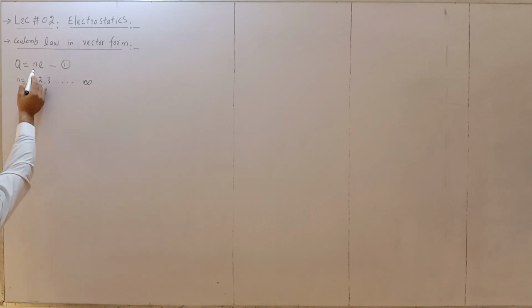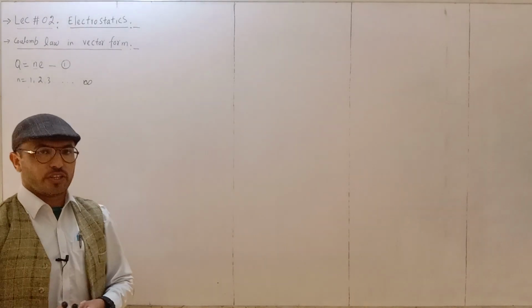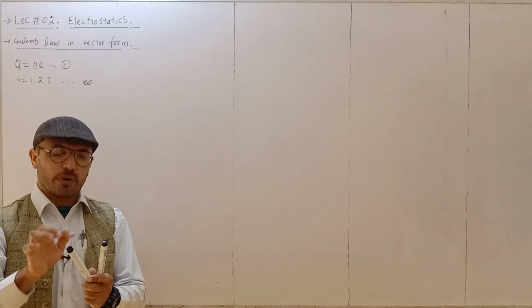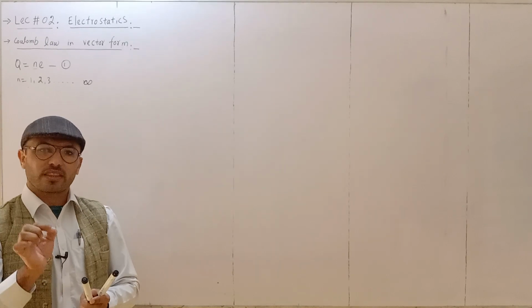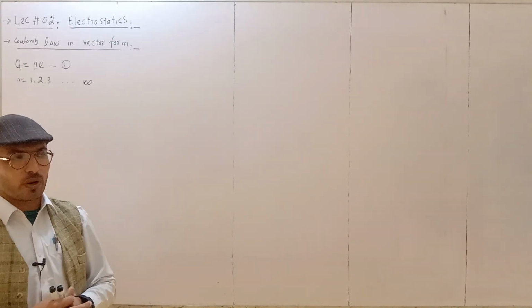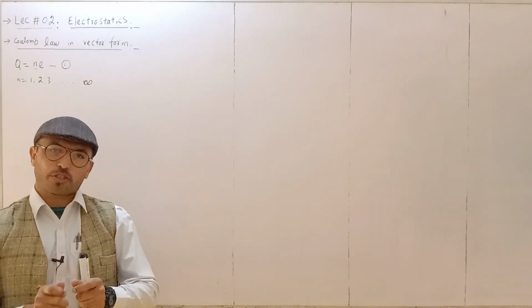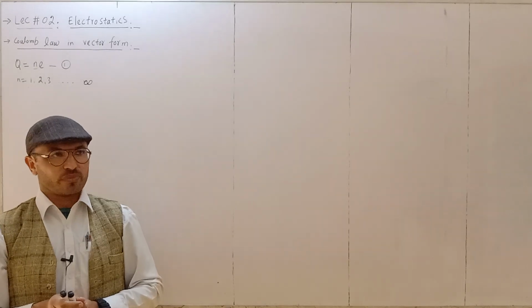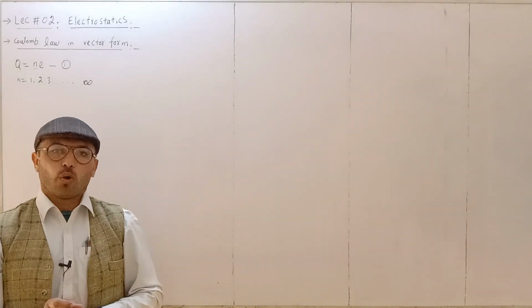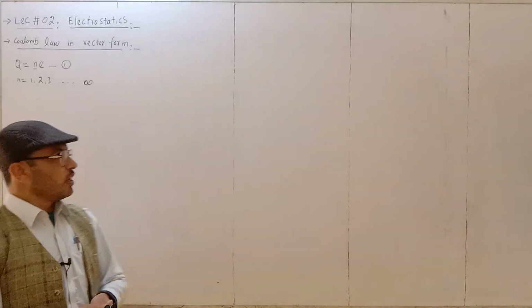So the N represents that the electron is totally displaced from one body to another body, and this phenomenon is called the quantization of charge. Quantization means the electron cannot partially move from one body to another body. And after that we discussed the conservation of charges.